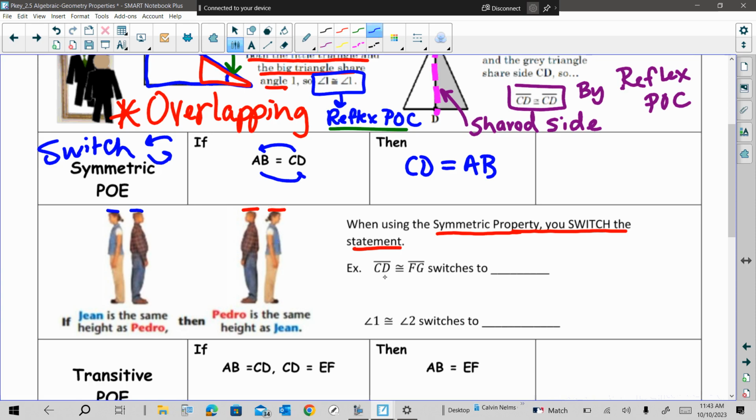So if CD is congruent to FG, what does it switch to? Yeah, FG is congruent to CD. That's using the symmetric property. Angle 1 congruent to angle 2 switches to what? Yeah, good. Angle 2 congruent to angle 1. So anytime I switch something around, that's using symmetric property.